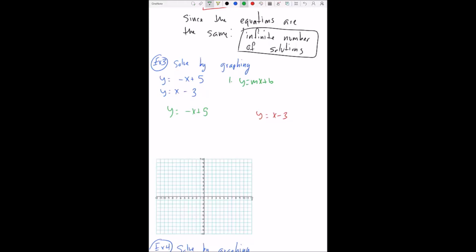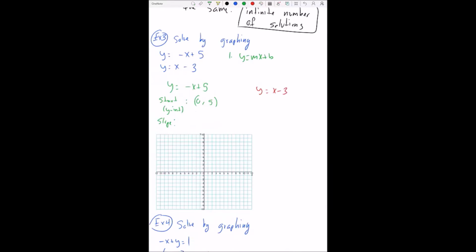For our first one, we need to figure out when we're graphing lines. If you're a little bad at it, I'll teach you a new way to hopefully make it more simple for you. The first thing we need to do is identify our start, which is our y-intercept, and that's the number without the x. So it's always going to be 0 and that number, which is positive 5. And now we need to identify our slope. The slope is the number with the x. So in this case, it's negative 1.